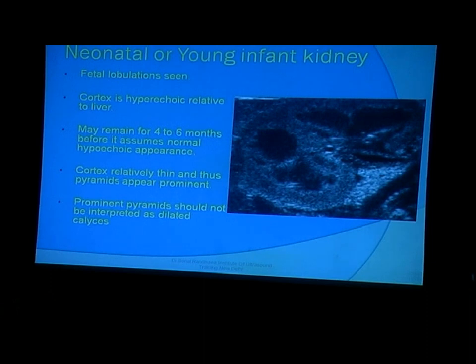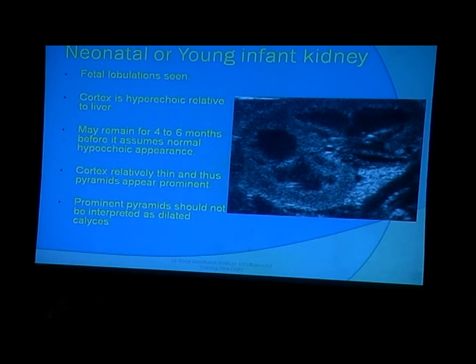That is why some diseases, like medical renal disease cases, we cannot diagnose very clearly in infants or neonates, because their renal echogenicity is very high. Now this echogenicity may remain for, many times it may have fetal lobulations, we all know they might be present, it may remain for 4 to 6 months, and then it may come to the normal adult appearance. So sometimes it can sustain till 4 to 6 months.